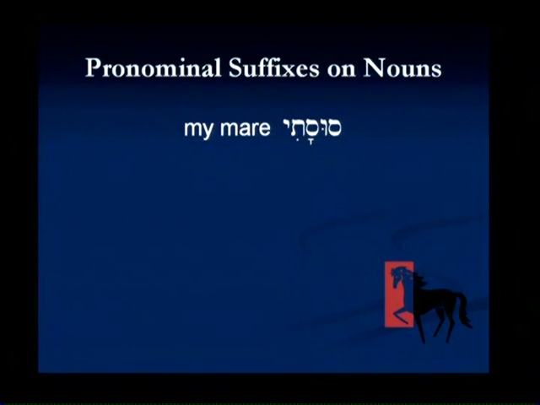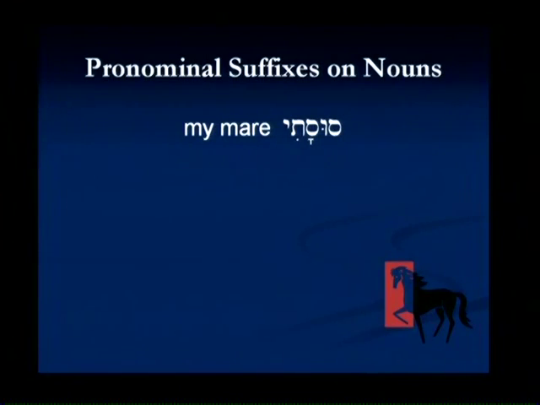Then we go to the feminine. Remember, for the feminine, we had to go to the construct form susath. But what happens when we add the pronominal suffix is the ath on the end is no longer a closed syllable. It becomes open because the tav becomes the consonant for the hirik yod of the first common singular pronominal suffix. That leaves the patach under the sameck open, which makes it long. Therefore, it is changed to a kamets since it's an open syllable. So that's why you see the kamets used here instead of the patach. Susathi is my mare.